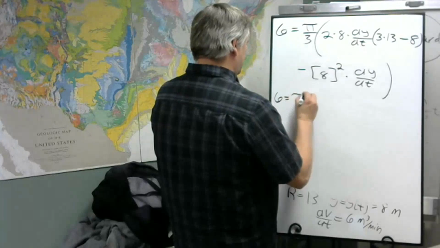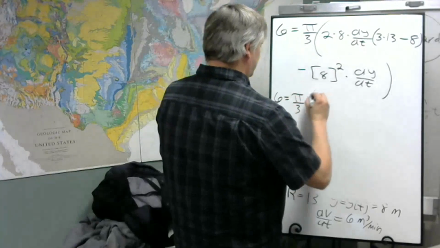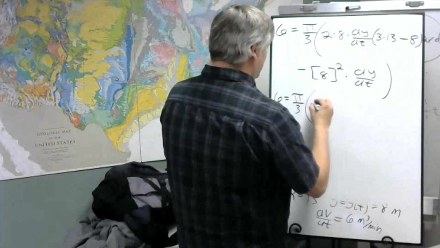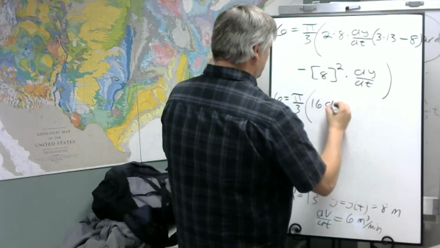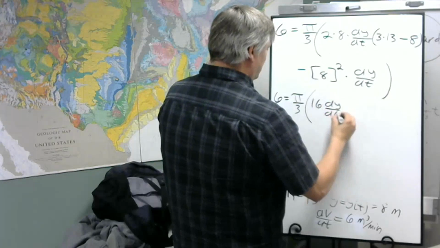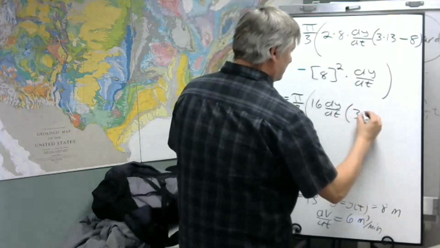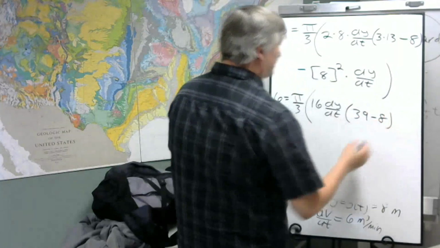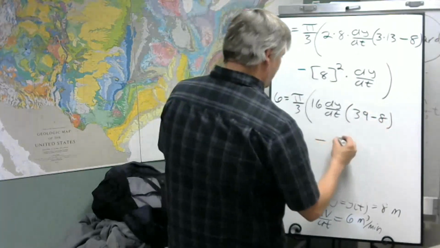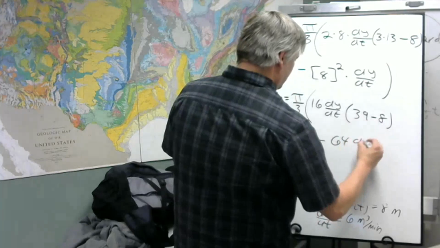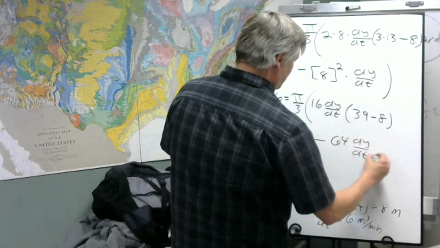So 6 equals pi over 3 times 16 dy/dt times (39 minus 8), minus 64 dy/dt.